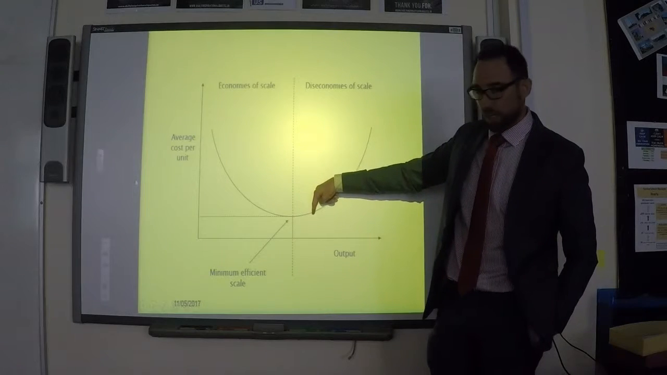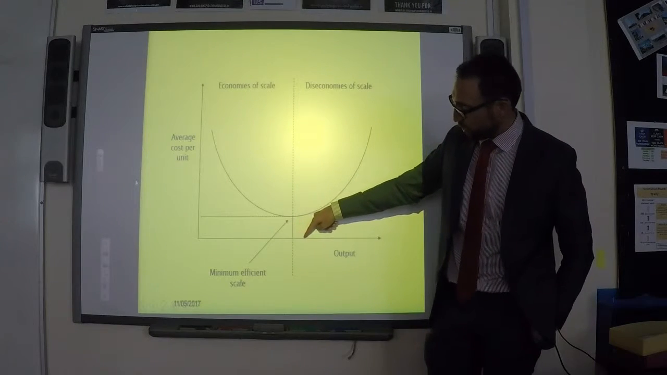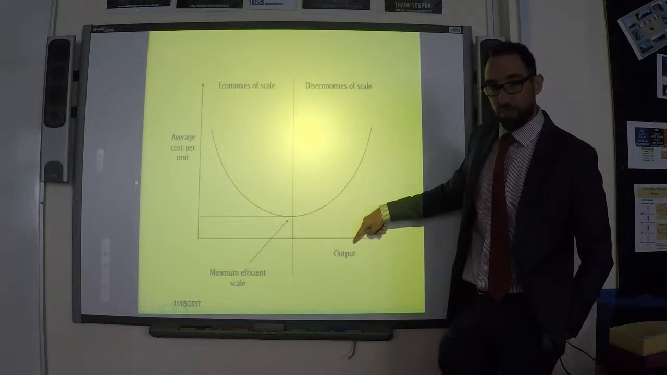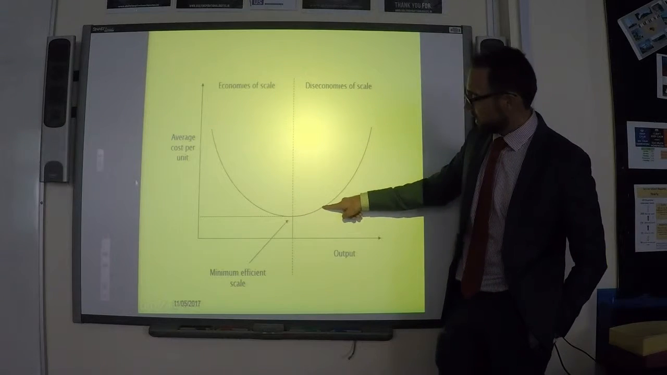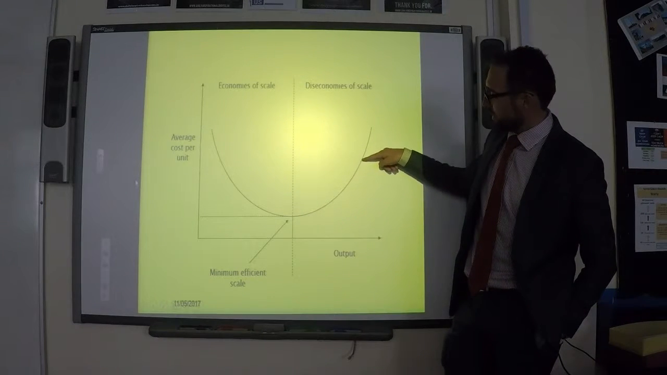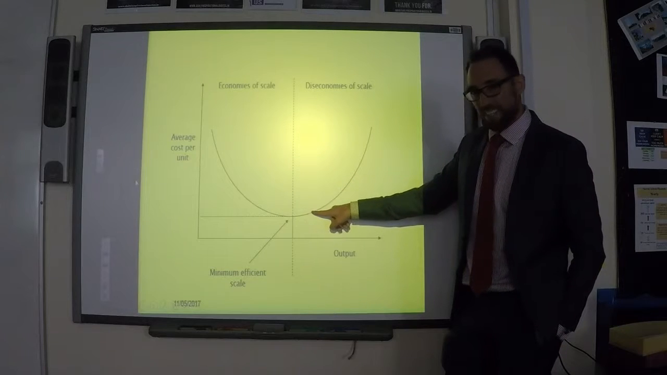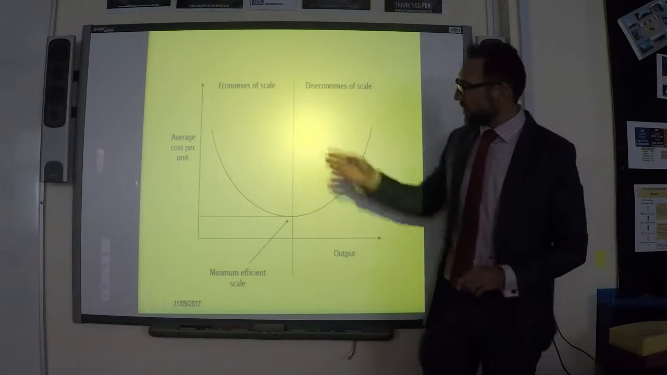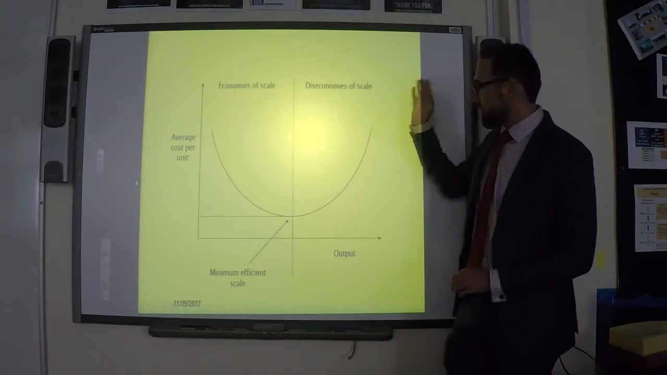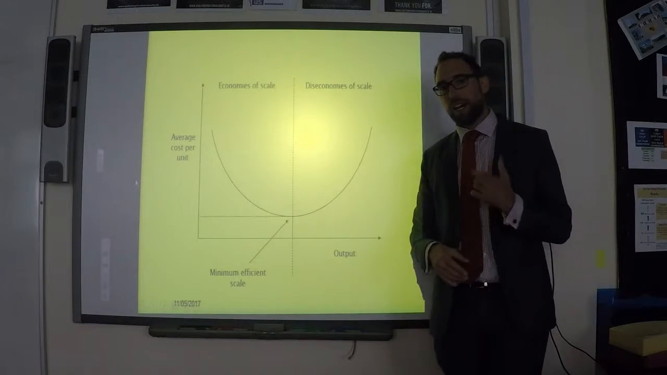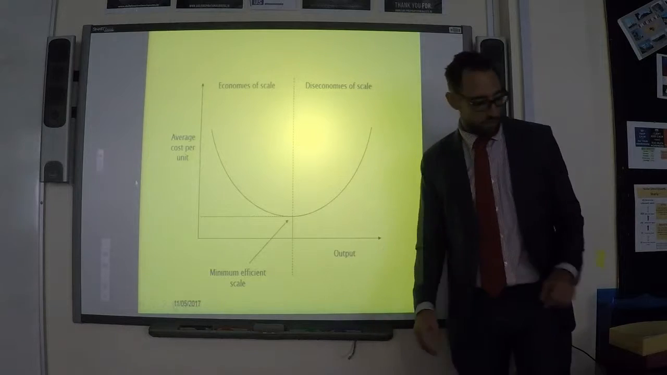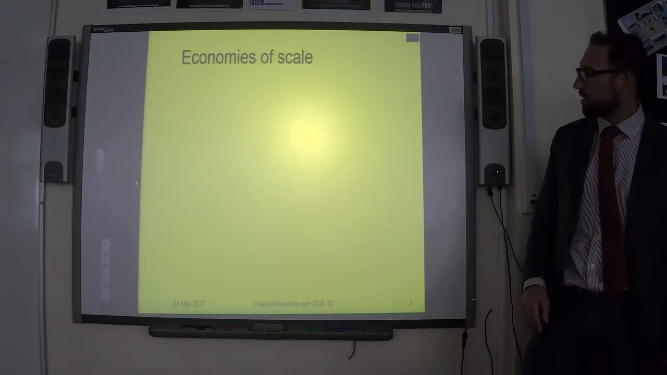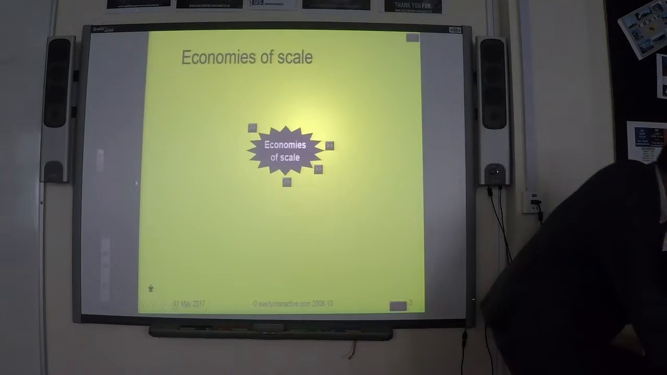Until we get here, diseconomies of scale, the business has just got too big now. Remember, this is the size of the business. The business is now too big, and its average costs go back up. So the business is becoming less efficient or inefficient here. You do need to know about the reasons why this happens. So you need to be able to identify and explain some reasons why economies of scale happens and some reasons why diseconomies of scale happens.